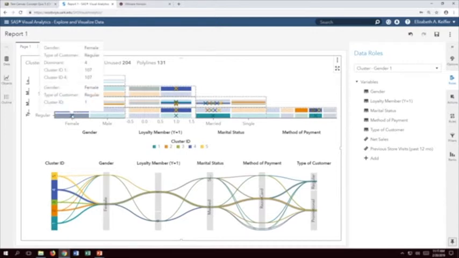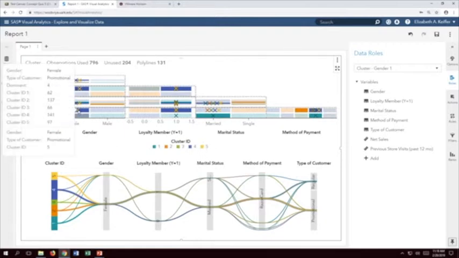So each of these little X's represents a cluster. And if you hover over an X, it'll tell you. So here, the gender is female, the type of customer is regular, and this is cluster ID 1 and 4. So the color of the cluster matches right here. So here, if I'm looking for this teal green, let's do the yellow because it's easier to see. The yellow is cluster 5.